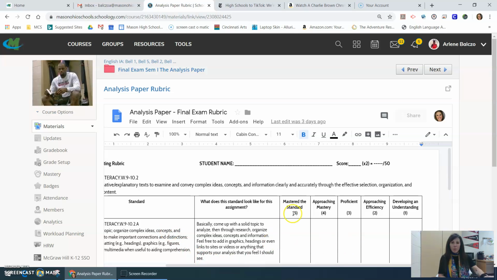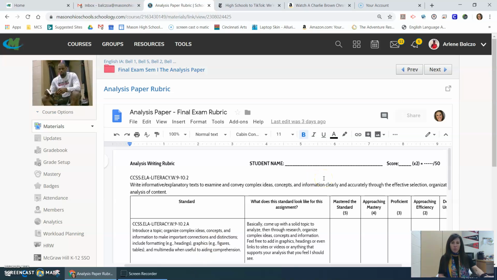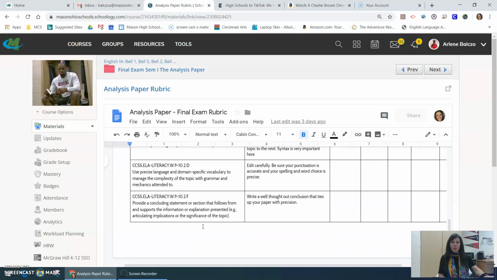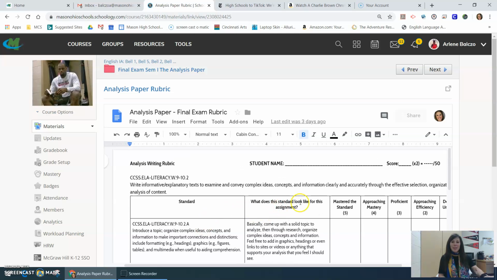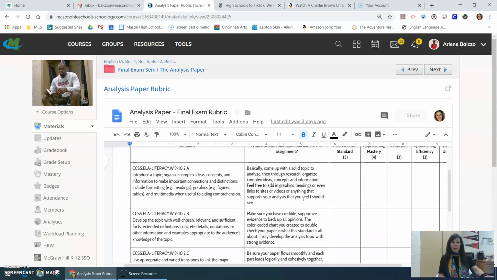Here's what I did to try to help you guys. I took the rubric that all the freshman teachers are using, because all freshmen are doing the exact same thing with this analysis paper. And we have to follow certain core standards and see that you can meet those standards. But what I did next to it is I explained to you basically what you have to do. Like, what does that standard mean? What am I looking for? So if you want to bypass looking at the standards and you want to see what you are going to be graded on in this paper, just go to the next column, which says, what does this standard look like for this assignment? And I went through each one and did that for you.